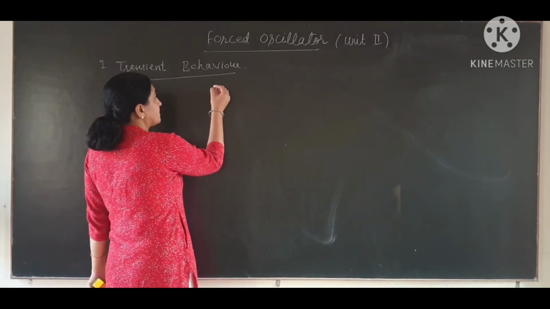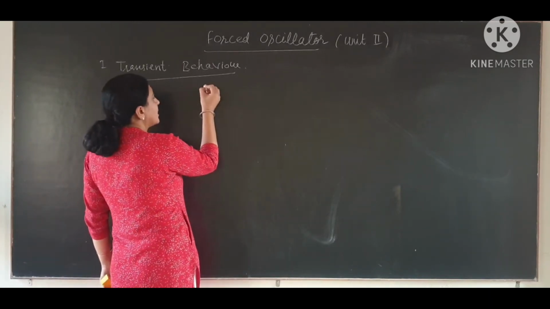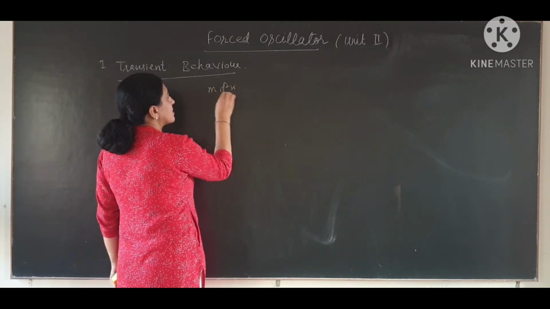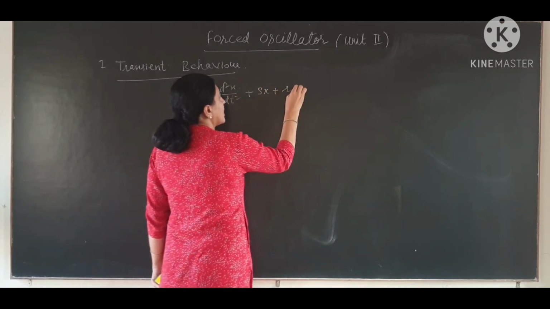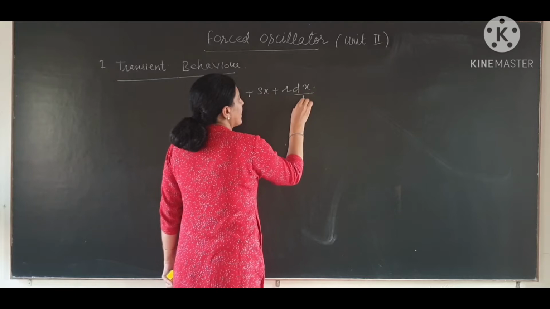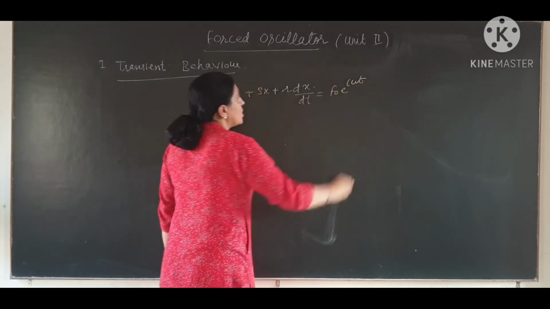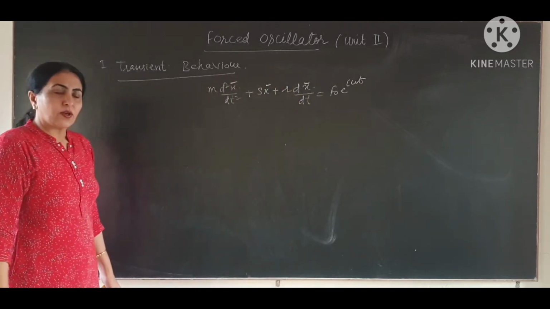Transient behavior: you know the equation of motion that we have done in the previous article, m d²x/dt² + sx + r dx/dt = F0 e^(iωt). So this is the equation of motion for a forced mechanical oscillator.